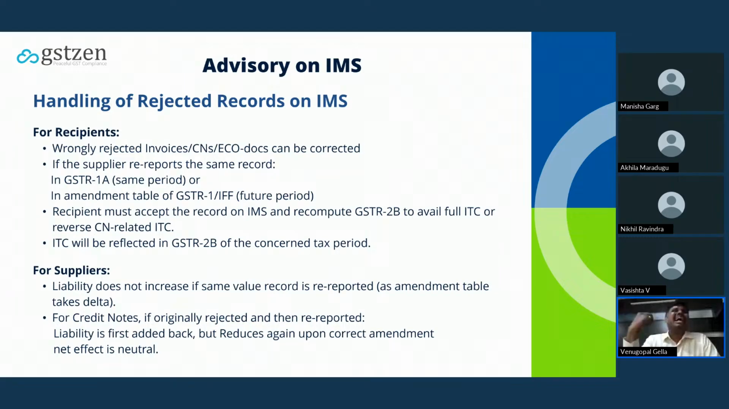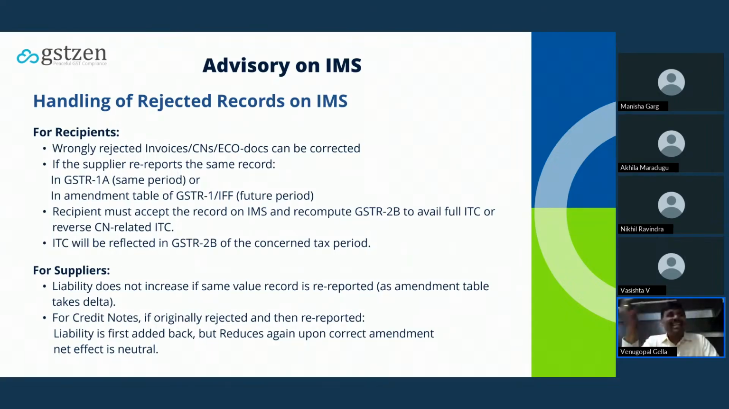Now, the moment you accept it, your ITC will come down. You didn't know what it pertains to, and by mistake you have rejected it. Now, the moment you reject it, your ITC will not come down. I have already reported in my GSTR-1A. I have filed my return, reducing my liability. In my next month's tax period, it will automatically get added as a liability. So the month in which you rejected, the next month it gets added back.